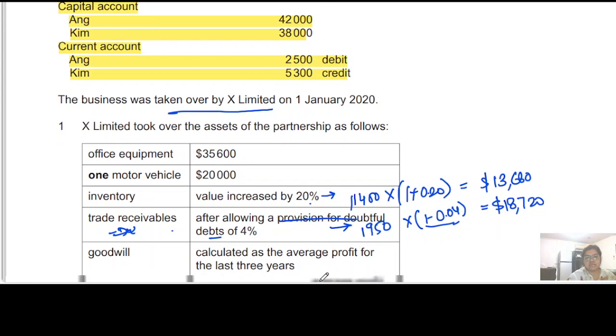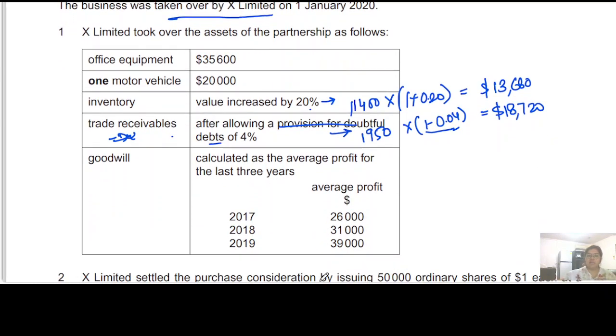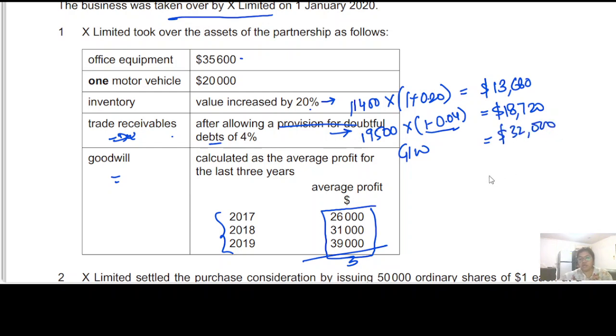Next is goodwill. They ask you to calculate the goodwill on the basis of average profit. Average profit basis means you add all these profits, and because you have 3 years of profit, you divide by 3. So 26,000, 31,000, and 39,000, you add them and divide by 3. So your goodwill is $32,000. Very good, now this is clear.